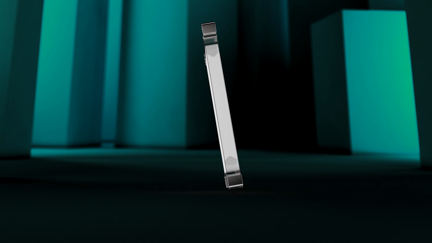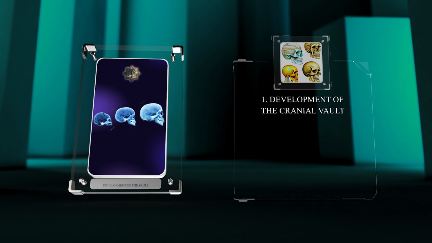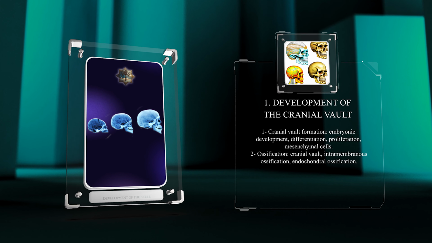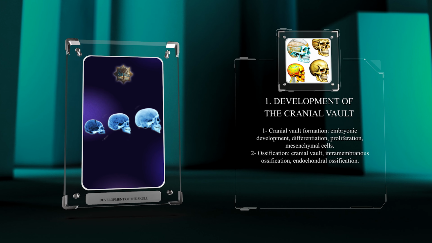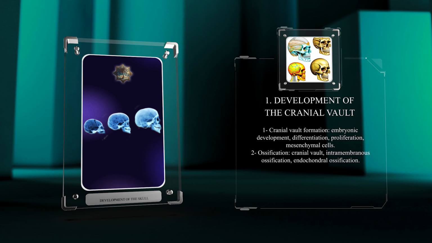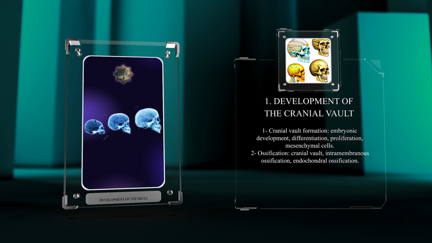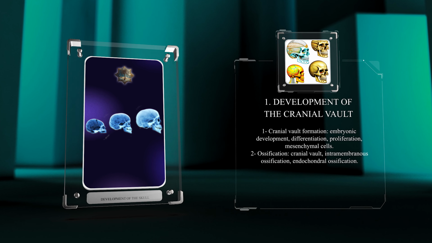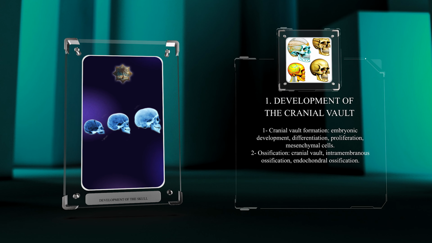During embryonic development, the cranial vault is formed through an intricate process involving the differentiation and proliferation of mesenchymal cells. These cells undergo a series of molecular and cellular events that ultimately lead to the deposition of bone and the formation of a rigid cranial vault. Ossification of the cranial vault occurs through two distinct mechanisms: intramembranous ossification and endochondral ossification.